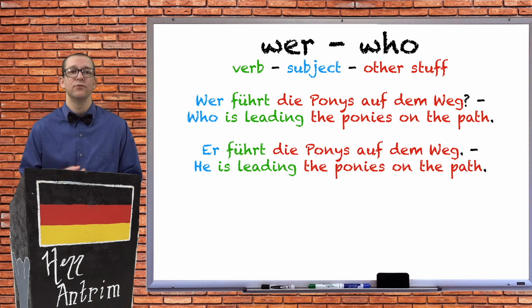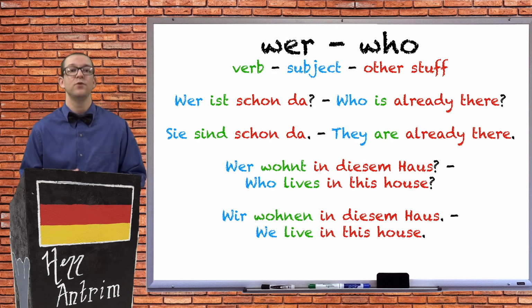Again, the conjugation of the verb is in the third person singular, er, sie, es form when you use wer as the subject. This applies even if you know that the answer to the question is plural. For example, wer ist schon da? Who is already there? Sie sind schon da. They are already there. Wer wohnt in diesem Haus? Who lives in this house? Wir wohnen in diesem Haus. We live in this house.